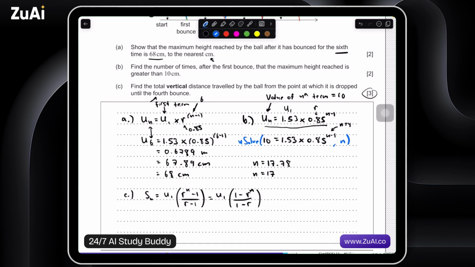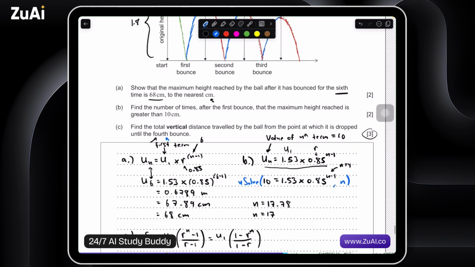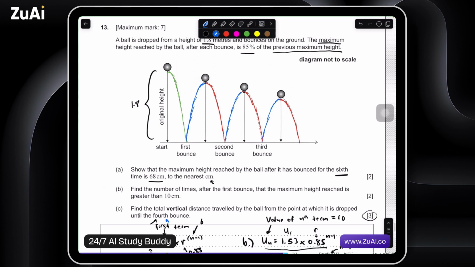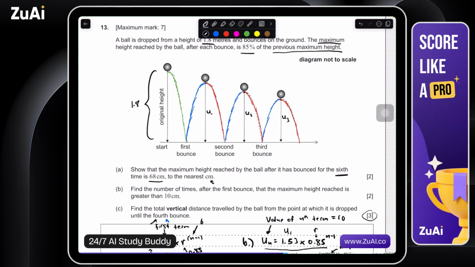Find the total vertical distance the ball is dropped until the fourth bounce. So in this case, this is U1, this is U2, and this is U3. This is just 1.8 right here. This is the value of U1, the value of U2, and this is the value of U3. We don't want to include the fourth bounce. It's until the fourth bounce. Maybe there's some ambiguity here, but the idea is we don't want n equal to 4. We don't want to include this last term. We just want n equal to 3.